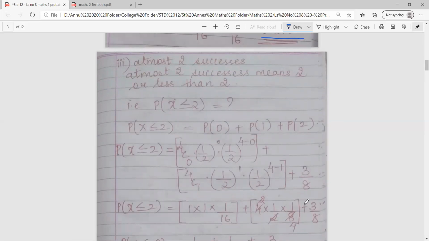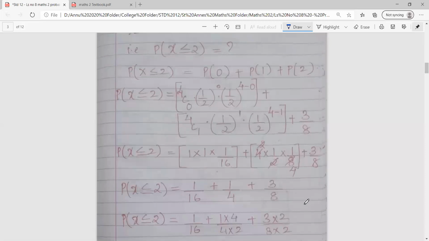The third part, at most 2 successes, at most 100 या 100 से कम. So similarly, at most 2 successes means 2 or less than 2. Now in less than 2 class, remember even 0 is included. So you have to add 3 numbers. Probability of x less than equal to 2 will be p of 0 plus p of 1 plus p of 2. Now you have already found out the value of p of 2 in your upper section. So you can directly write that answer over here. As far as 0 and 1 is concerned, we need to find the values like this.